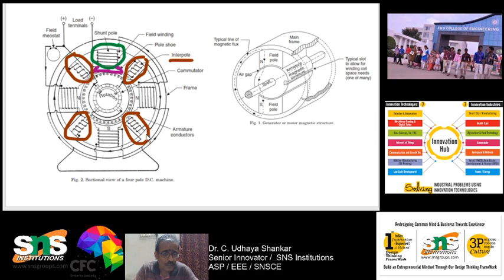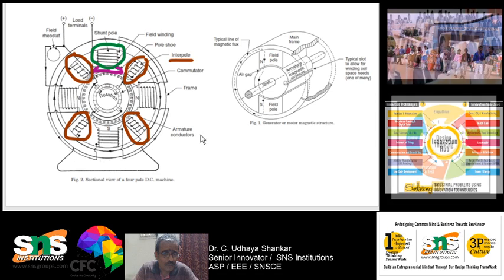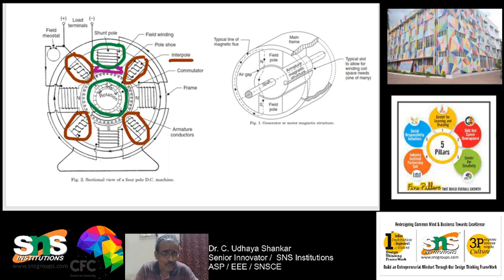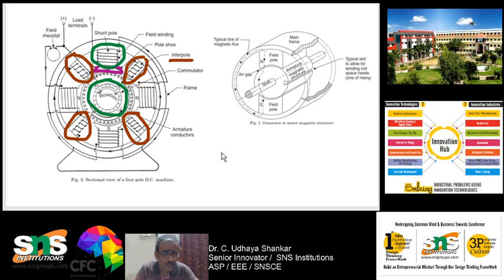In between 2 poles you will be having an interpole. So, if you have 4 poles you will be having 4 interpoles. The interpoles will be connected in series with the armature winding. Okay. So, this is the armature which is at the center. I will just mark it here. So, this is the armature. All these 4 interpoles will be having the windings which are connected in series with the armature winding.